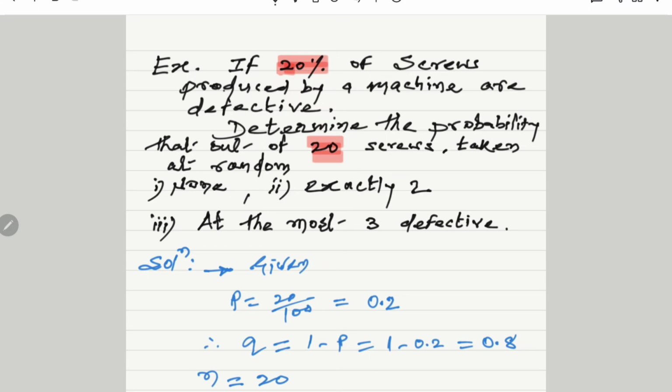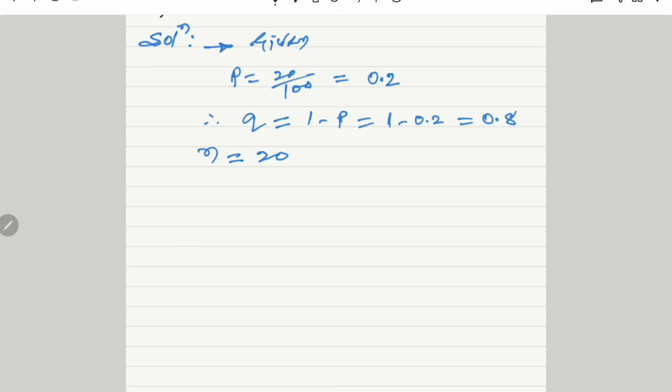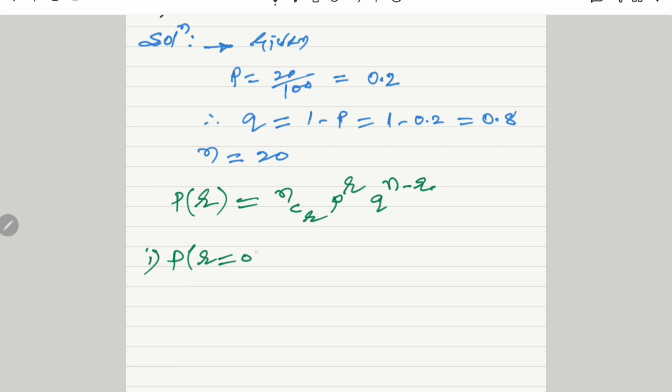Therefore, with this information, we try to find out the probability for none screw is defective, second, exactly 2 are defective, and the third, at the most 3 are defective. Therefore, the formula P of R is equal to NCR P raised to R and Q raised to N minus R, a formula for a binomial distribution. Then we try to find out the probability for unknowns, means R is equal to 0.